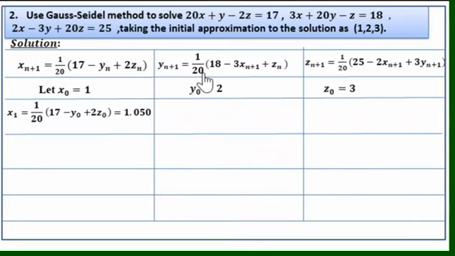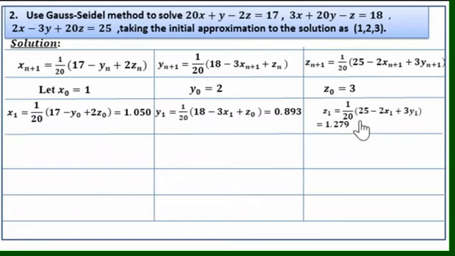Next, the formula for y1. y1 is 1 by 20, 18 minus 3x1 plus z naught. Put x1 equal to 1.05 and z naught equal to 3 in the right hand side of the formula. Calculating, we get 0.893. Next, find z1. z1 is 1 by 20, 25 minus 2x1 plus 3y1. Use these two recent values for x and y, and we get 1 by 20, 25 minus 2 into 1.05 plus 3 into 0.893. So 1.279. This completes the first iteration.